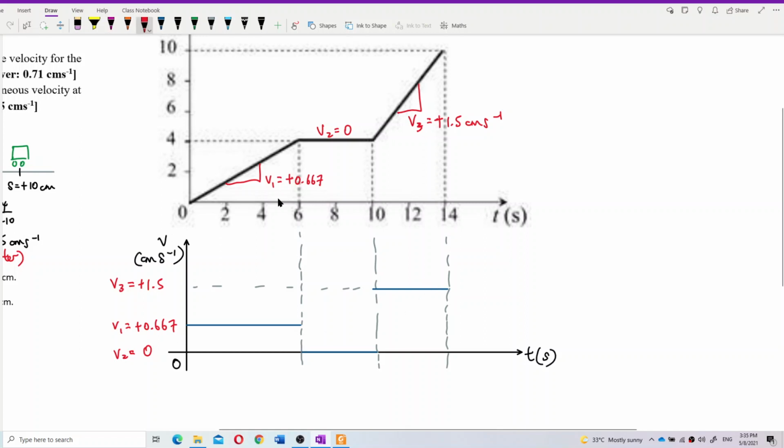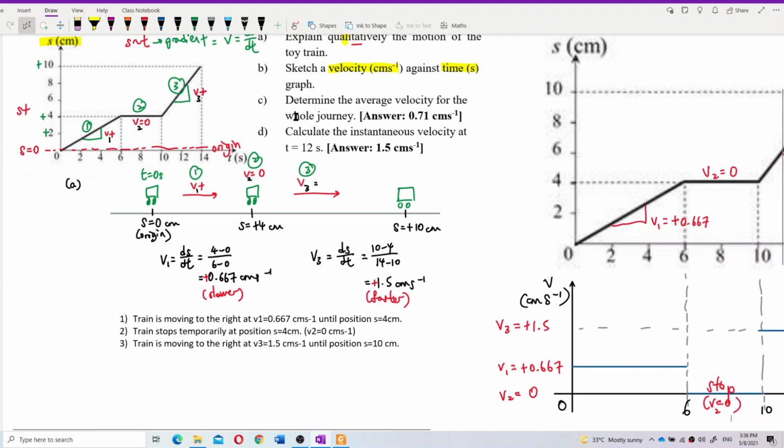This is 0 to 6 seconds, and then this is the 10, and this is the 14. So between 0 to 6, it is 0.67. Between 6 to 10 it is stopped temporarily. Here the velocity graph shows it stopped temporarily because the velocity is 0. This is v2, 6 to 10, and then 10 to 14 it is moving to the right again, at 1.5 velocity. Okay, this is the graph.